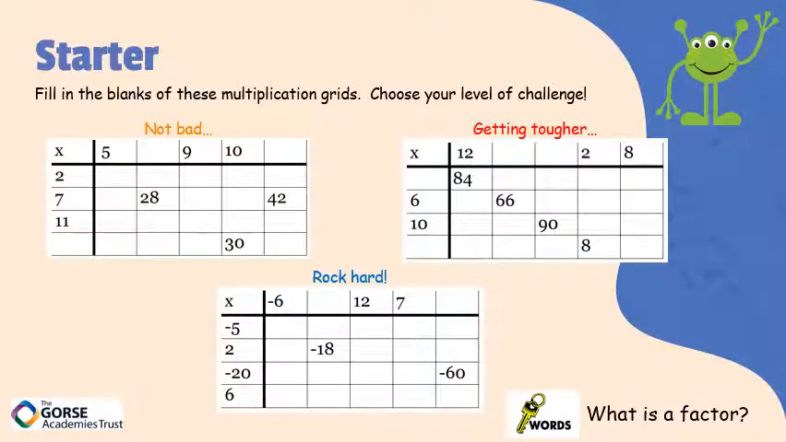So here is your starter for the day. You have to fill in the blanks of these multiplication grids. Choose the challenge that you want to go for. You're going to go for the not bad, the getting tougher, or the rock hard challenge. Have a go, either in your book or on your whiteboard, see how many you can fill in. And there's a keyword question: what is a factor?